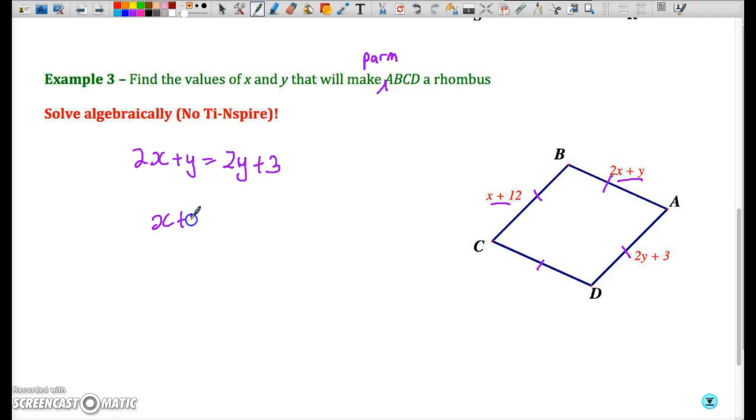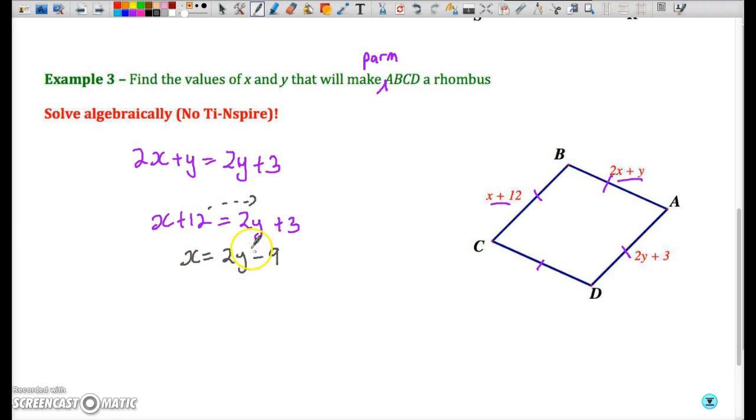So I'm going to make it x plus 12 equal to 2y plus 3, and we're now going to go ahead and solve this algebraically. No TI-Nspire this time, not for this unit. And so to solve algebraically, in this particular case, I'm going to solve using the substitution method. And so first I'm going to start by isolating x. So x is equal to 2y minus 9. So I'm moving the 12 to the right hand side. 3 minus 12 is minus 9.